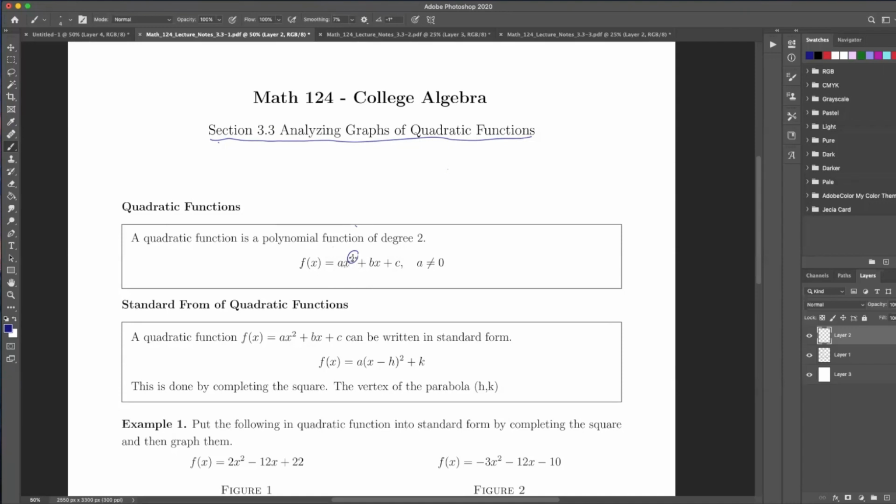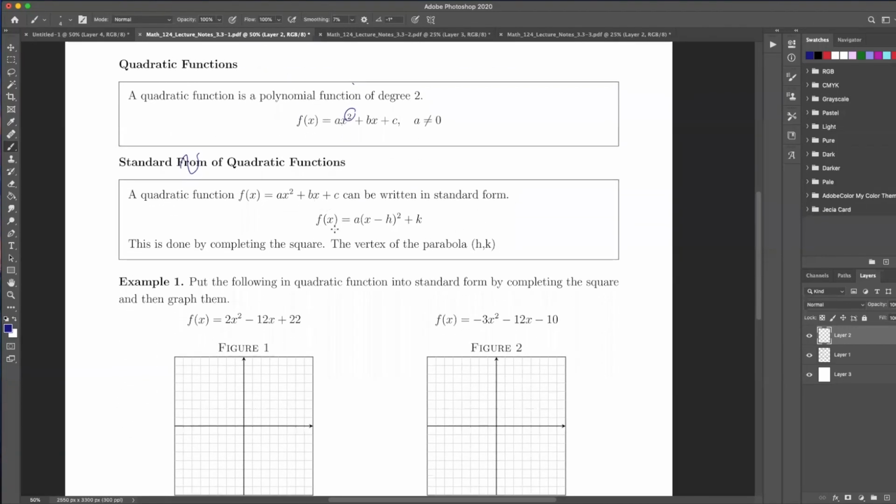If it was x to the 5th, it'd be degree 5. Plus bx plus c, where a is not equal to 0. The standard form of the quadratic equation looks like this: f of x equals a times (x minus h) squared plus k.